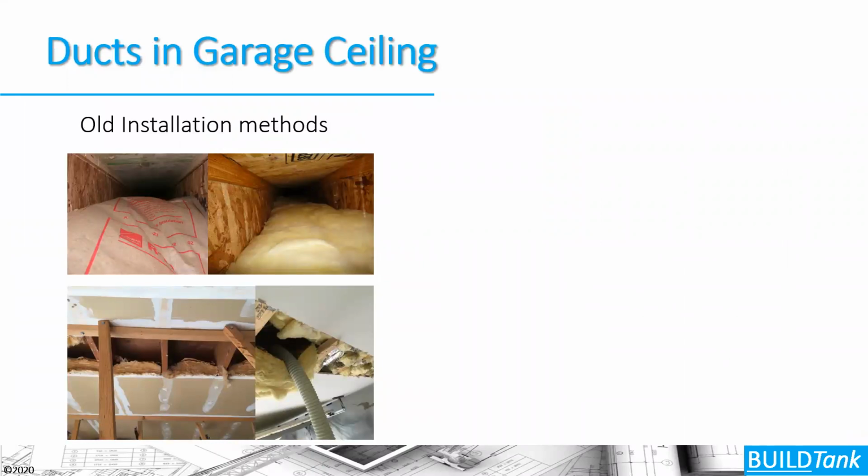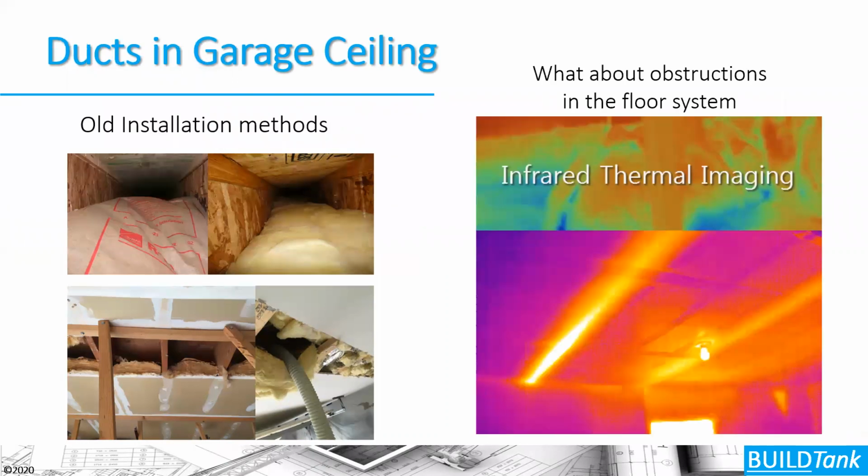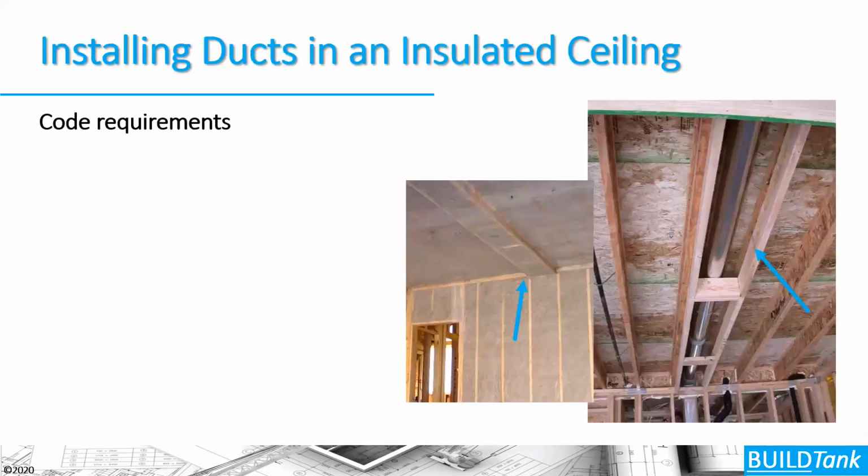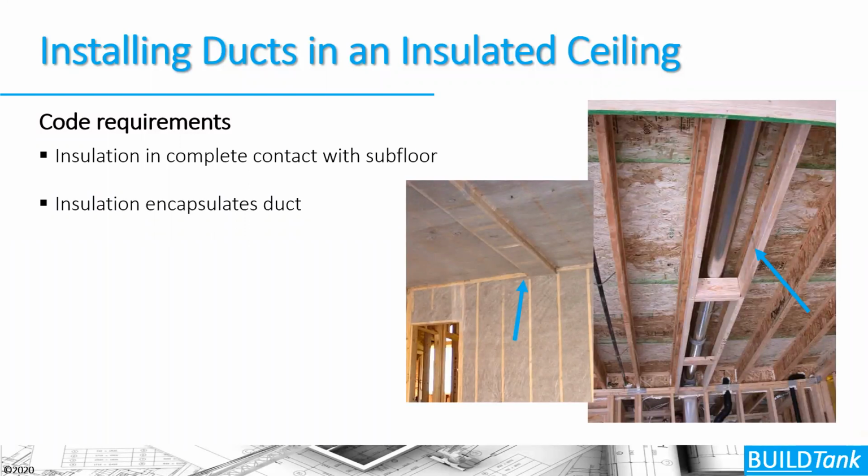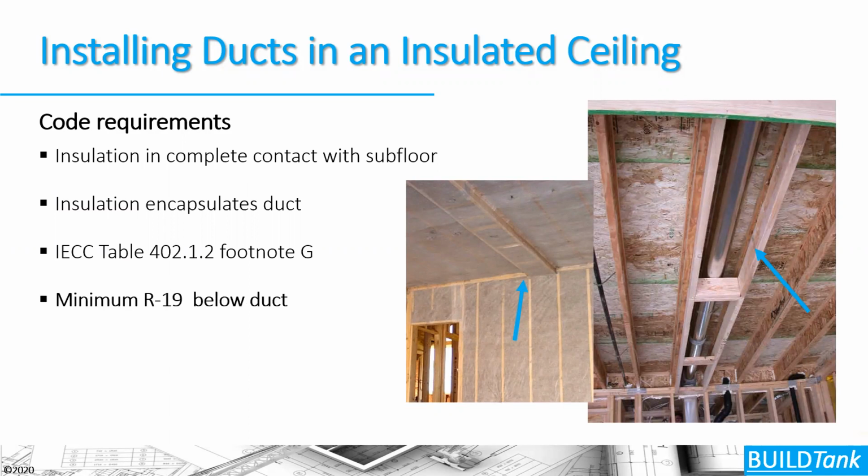Another example of this is how we used to install insulation. We used to install insulation so it wasn't in contact with the subfloor, but potentially ducts could be installed in that cavity. We know that ducts in floor systems don't work very well. So the code requirement is that insulation is in complete contact with the subfloor, that insulation completely encapsulates or encloses any obstruction in that cavity. And footnote G in the insulation table says that we have to have a minimum of an R9 below a duct.